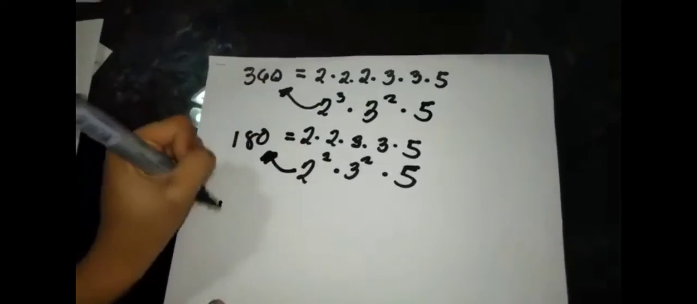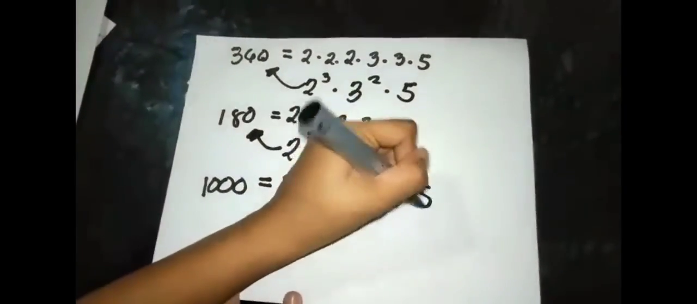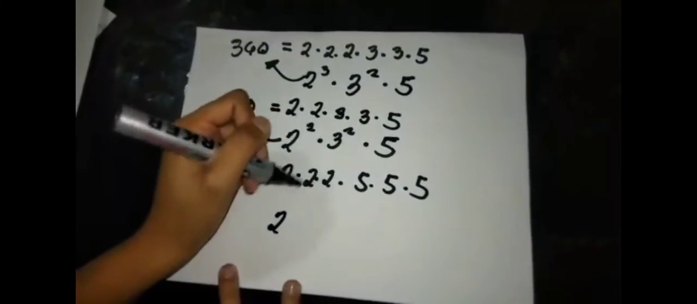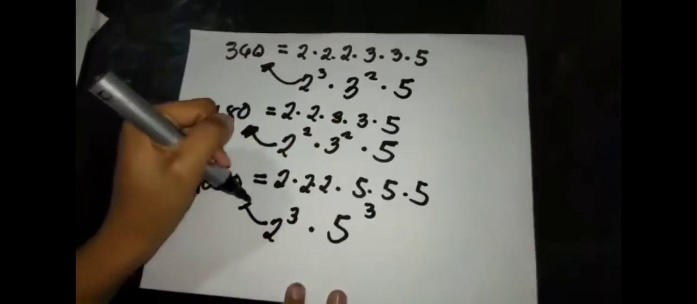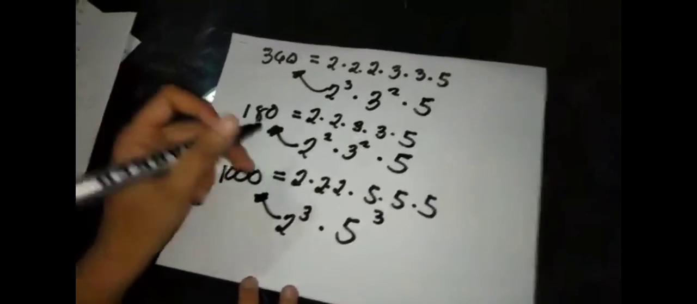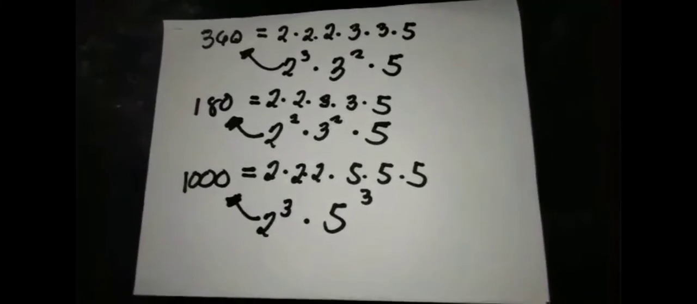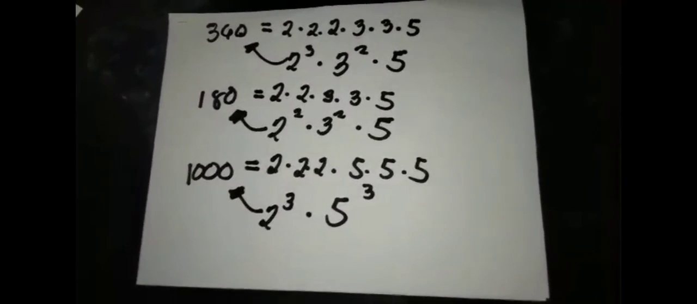And another example is 1000. 1000 has prime factors of 2 into 2 into 2 into 5 into 5 into 5. So there are three 2s here, so 2 cubed times 5 cubed. So we will get 1000 again. So that is the process in writing a canonical form. Thank you.